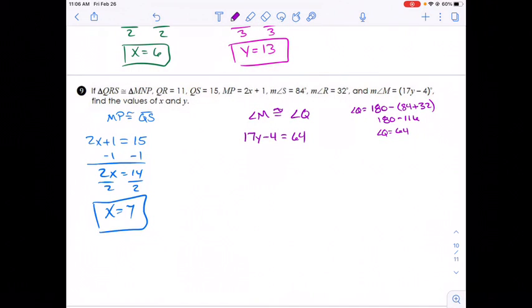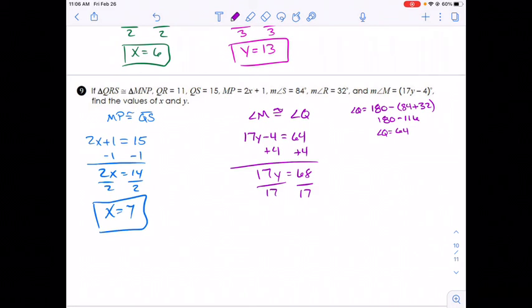Then our second answer, we're going to add 4. 17y is equal to 68. Divide by 17, and y is equal to 4. So that's how we find our two answers there. All right, so this concludes our lesson on congruent triangles.